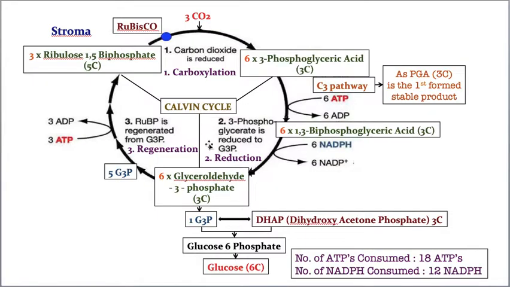Some part is still left. Now these 6 glyceraldehyde 3 phosphates are formed, and out of the 6, 5 go back into the cycle, whereas 1 comes out.